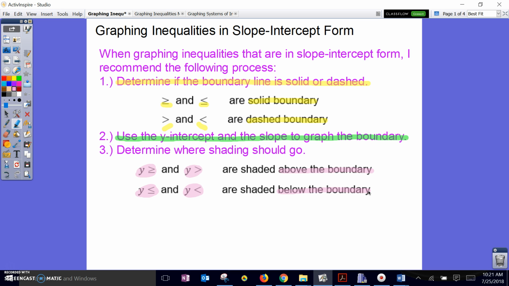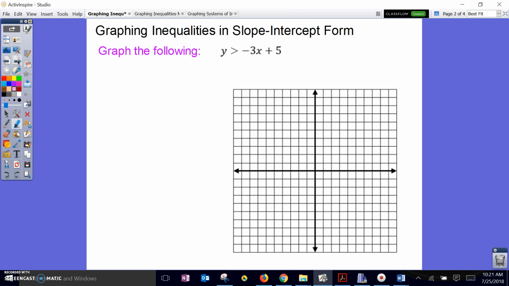All right, let's look at a few examples here. First example, we are going to graph y is greater than negative 3x plus 5. So first off, I look at this inequality sign, and that inequality sign tells me two things. It tells me that this is going to be a dashed boundary, since there's no equal to portion. It also tells me I'm going to shade above that boundary when I get to shading. But first I need to draw the boundary.